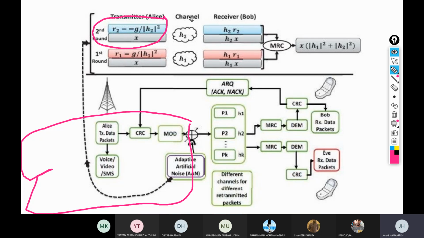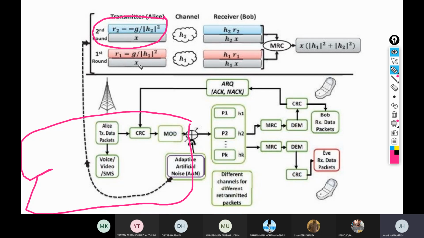Because with each new data you transmit, you generate a new random message, a new random artificial signal, which is represented by G, and then normalized or equalized by the channel H1 in the first round, and then in the second round the channel H2.